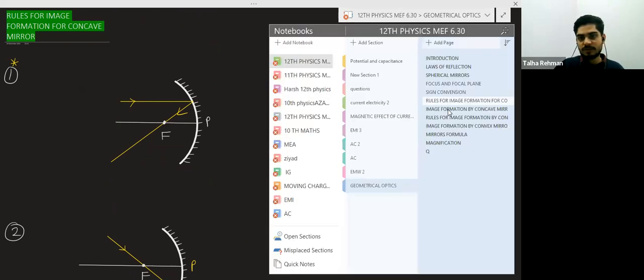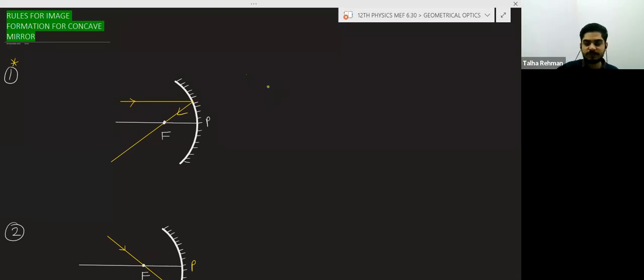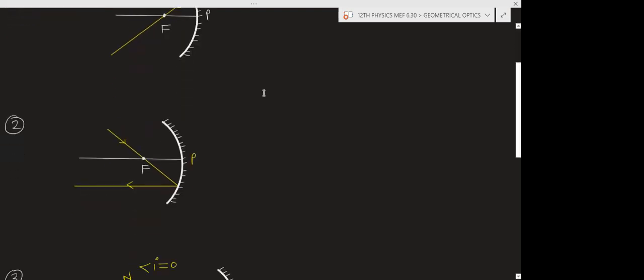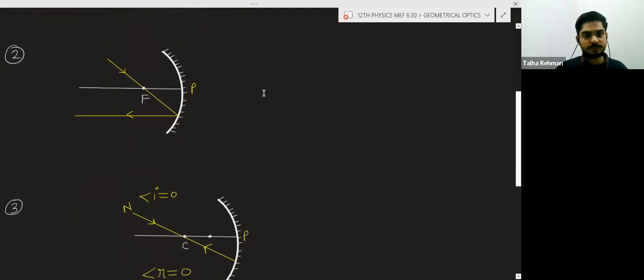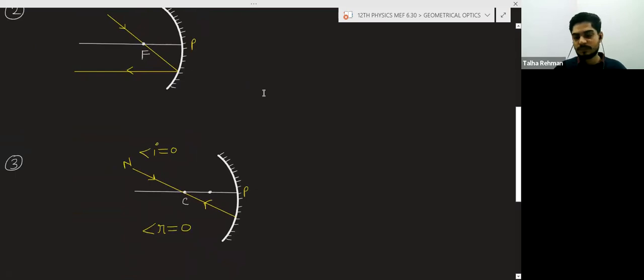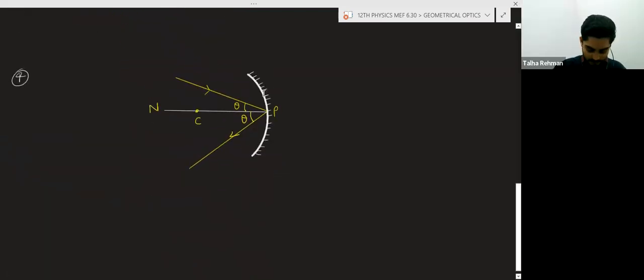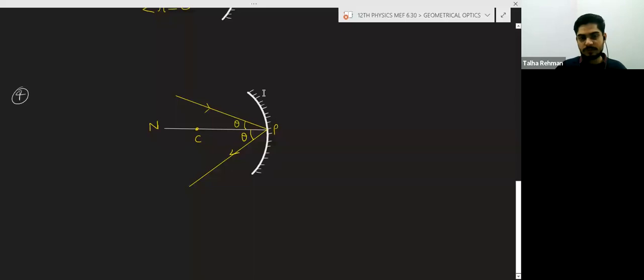Okay, first take the screenshot, then we will discuss the image formation by the concave mirror for different positions of the object. Yes, sir. Done. Okay. Yes, sir. Done. Okay. Done, sir.